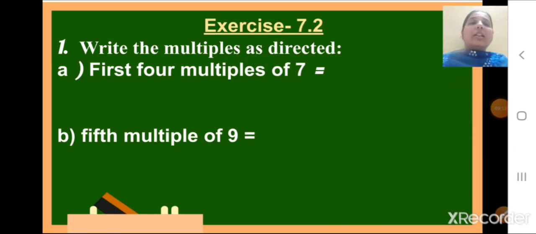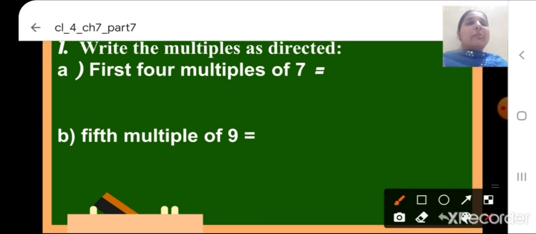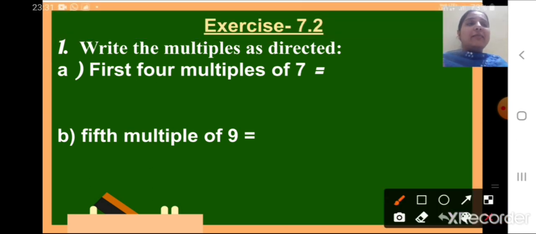So now let's start the new exercise, that is exercise 7.2. So the first question is write the multiples as directed. So question number A is first 4 multiples of 7. So we have to write here the first 4 multiples of 7. So children, can you tell me what will be the first multiple of 7? Yes, 7 ones are 7, isn't it?